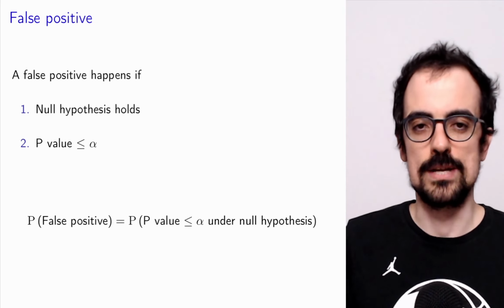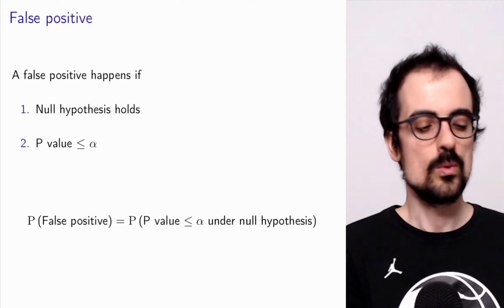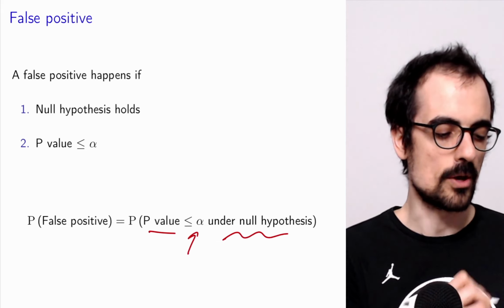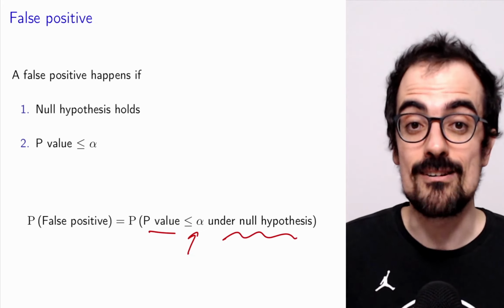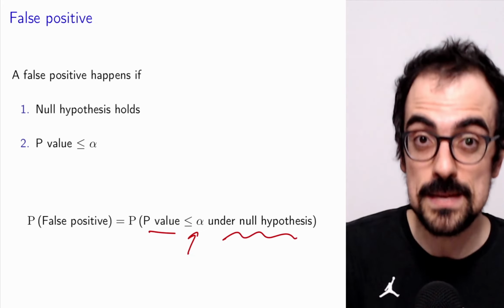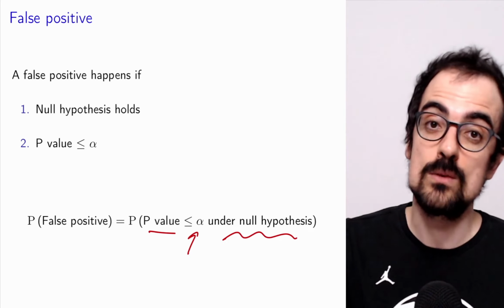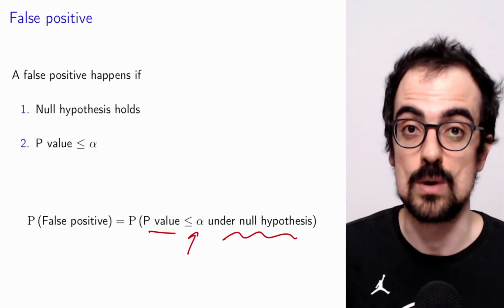So in order to see when we get a false positive, we need to compute the probability that the p-value is smaller than alpha under the null hypothesis. This requires characterizing the distribution of the p-value under the null hypothesis, treating it as a random variable and seeing what's the probability that that random variable is smaller or equal to alpha.